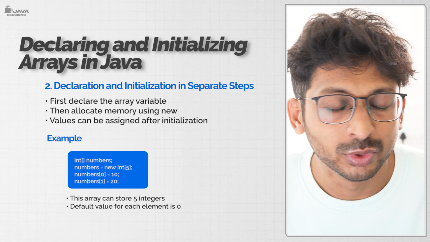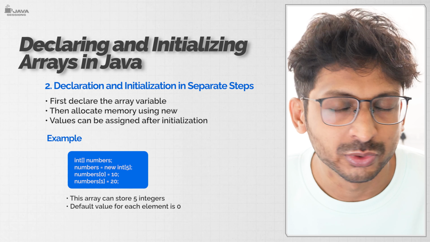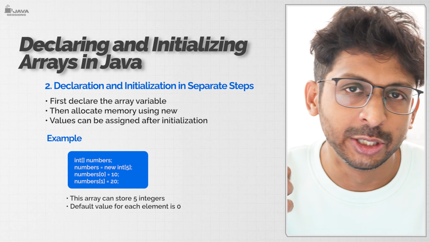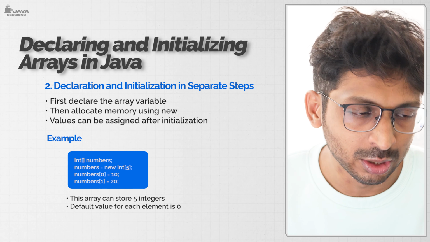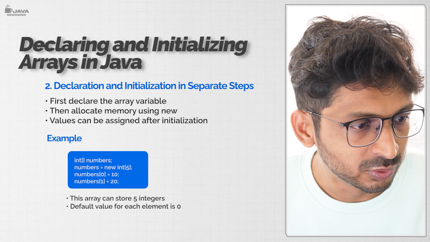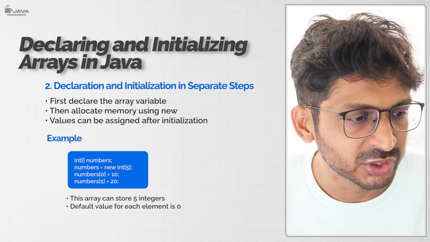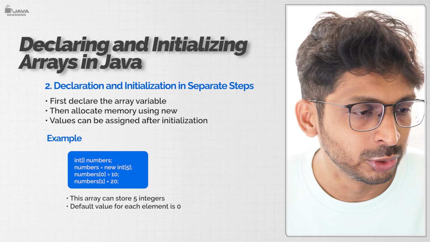We initialize it with the size of 5, so it is going to hold 5 values, and then you assign values to individual elements using the index value. So here on the 0th index, that is the first element, you're going to store 10. In the first index, that is the second element, you're going to store 20.